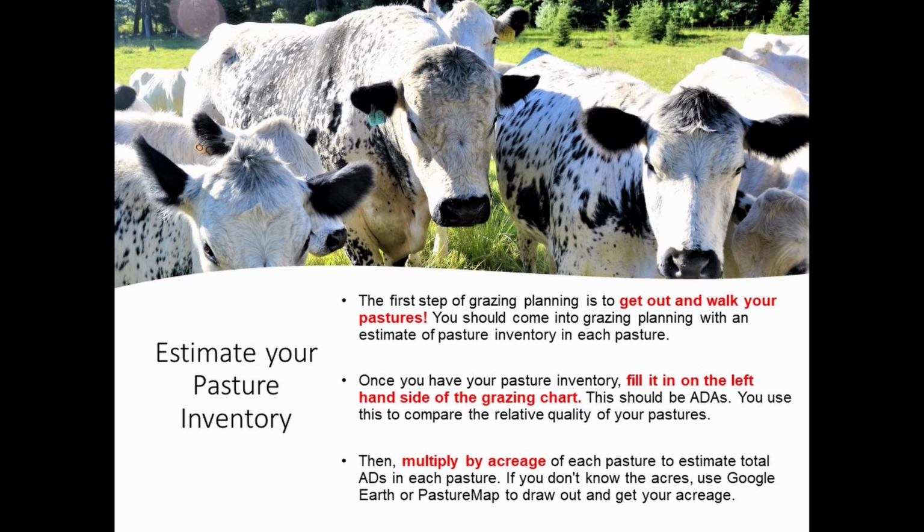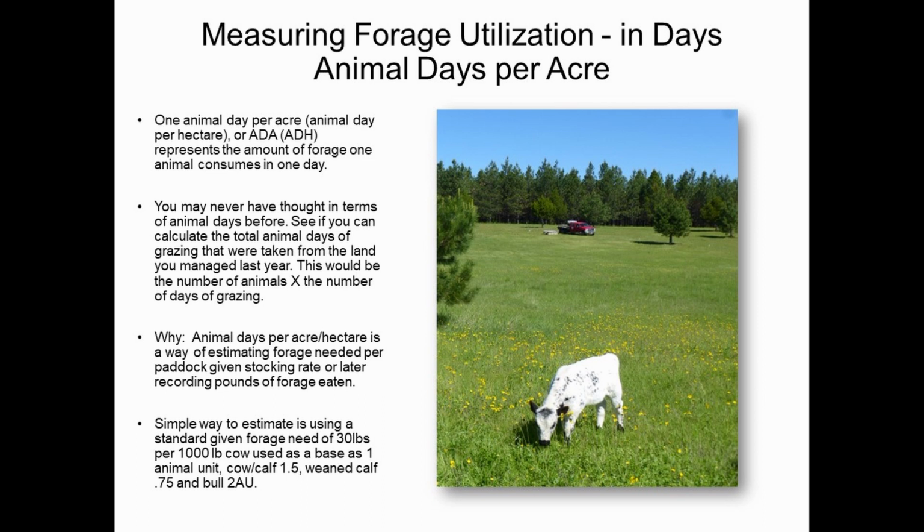Then, multiply by acreage each pasture to estimate the total animal days in each pasture. If you don't know the acres, use Google Earth or an application like Pasture Map to draw out and get your acreage. 1 animal day per acre, or ADA, represents the amount of forage one animal consumes in one day. You may never have thought in terms of animal days before. See if you can calculate the total animal days of grazing that were taken from the land you managed last year. This would be the number of animals times the number of days of grazing.